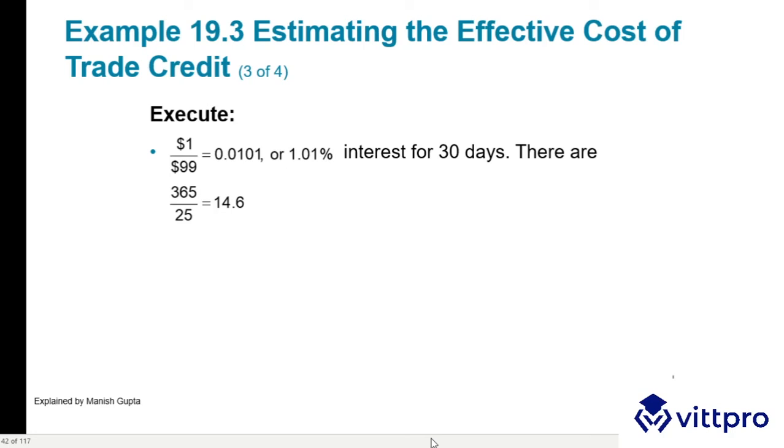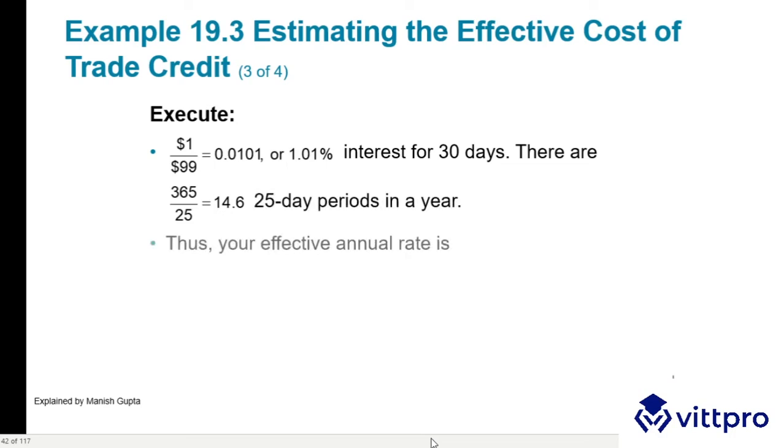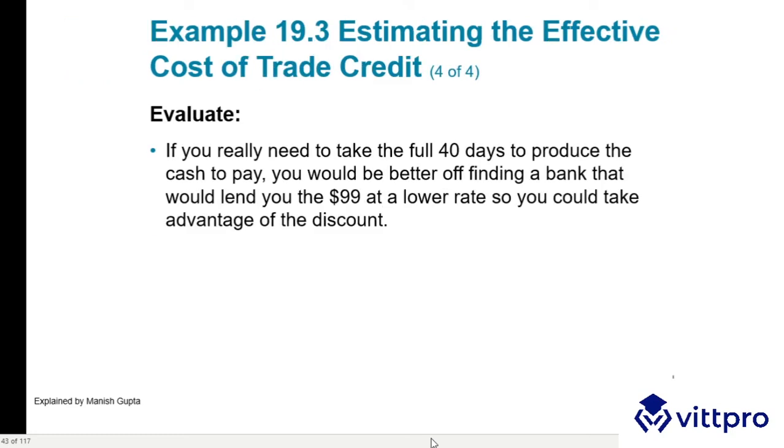You are saving $1 only for 25 days, right? So basically you are having 14 cycles like this in a year. So your equalized annual rate will be, EAR was what? 1 plus rate to the power, minus 1. So it's 15.8%.